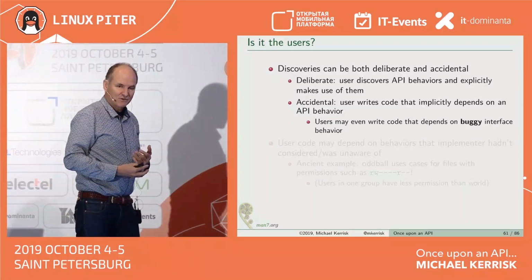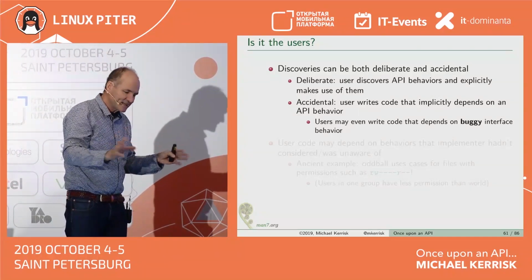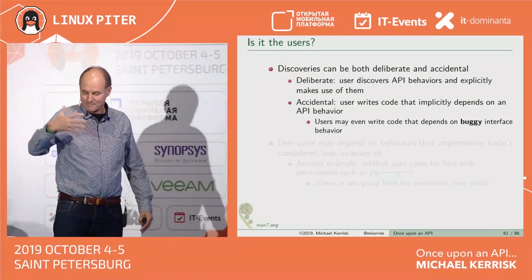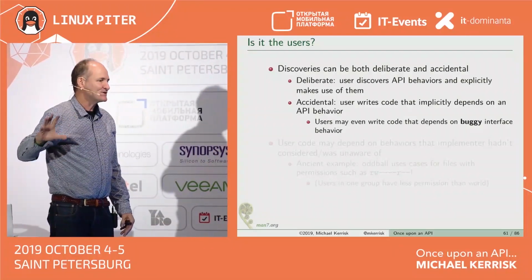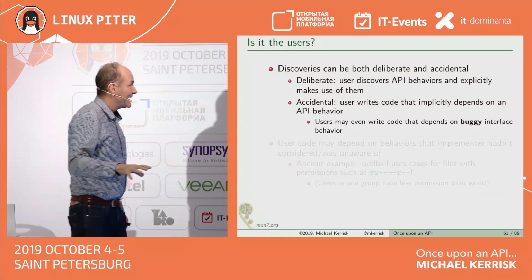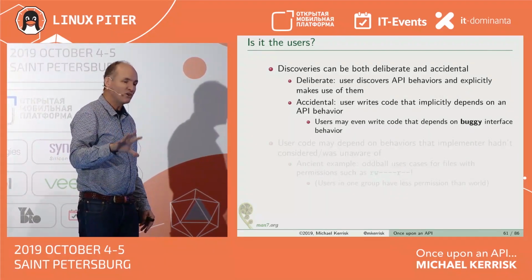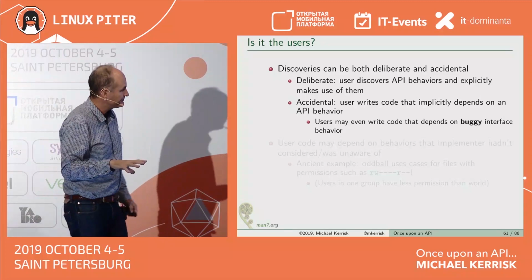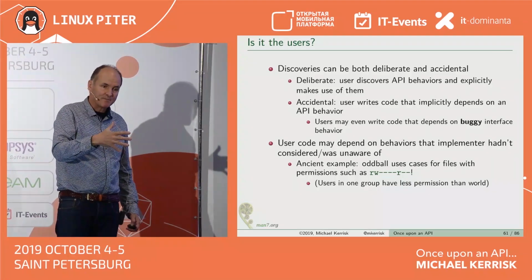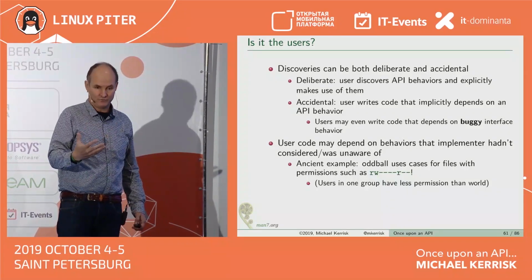And some of those discoveries are deliberate. Users go investigate and they find a certain feature. Oh, I'm going to use that feature. Sometimes they're accidental. Users write code that happens to depend on an undocumented, unforeseen behavior of an API. They might even write programs that depend on buggy behavior in the API. And some of those behaviors might have been things that the original implementer never even thought of.